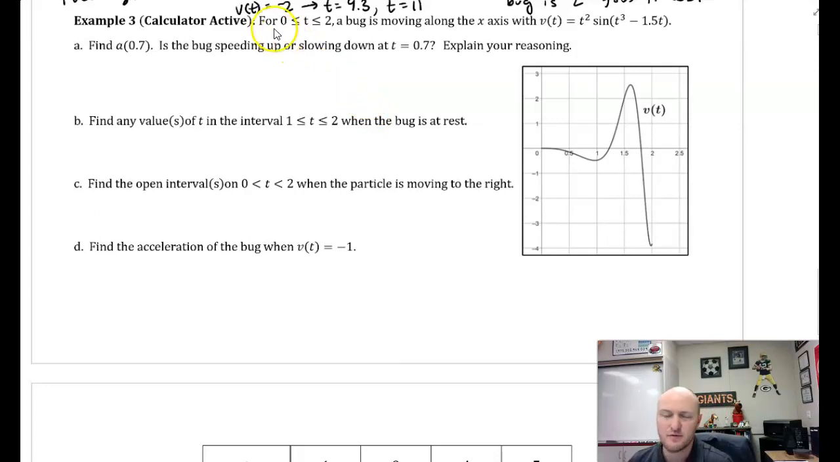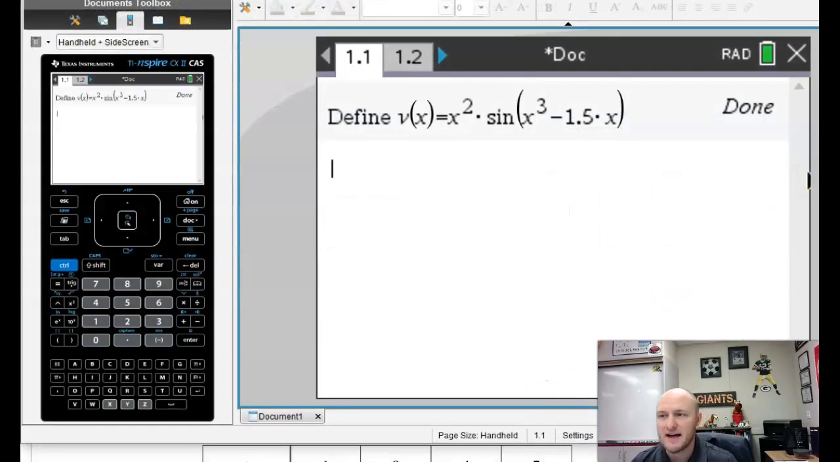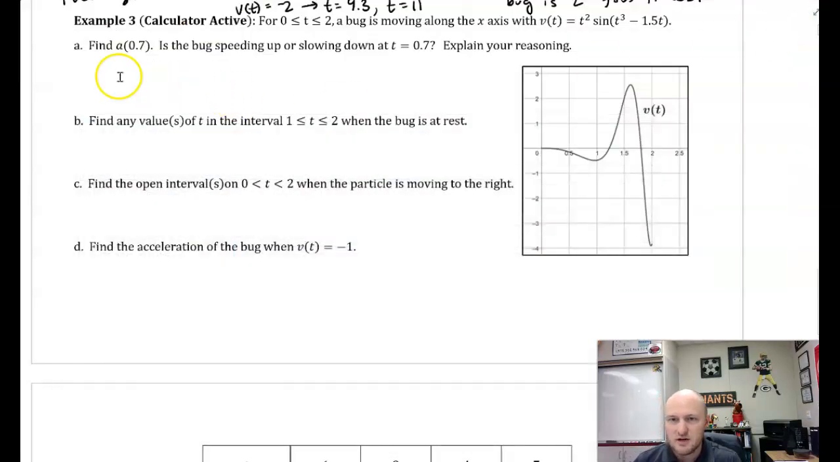They tell us for 0 to 2, a bug is moving along an x-axis with v of t defined as t squared times sine of t cubed minus 1.5 t. If you have a calculator active problem, you're going to want to quickly define that function in your calculator. They're going to ask you to do lots of things, especially if this is an FRQ response problem. So I went ahead and defined that function, and then let's read part A.